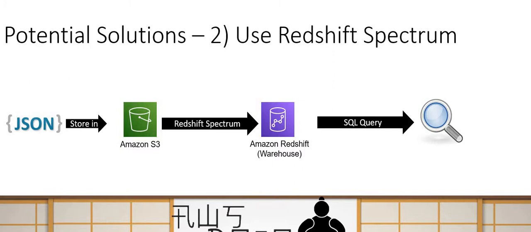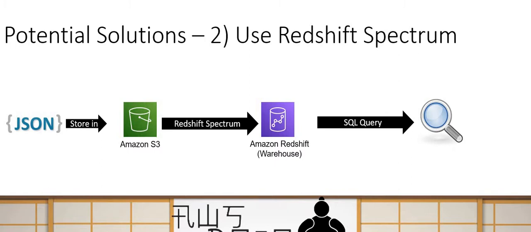But this is actually a very good approach, where you don't need to do any parsing of the data. Your data can be stored in a natural format in an S3 bucket, and then that S3-based data can be configured as an external schema inside Redshift, and then you can make SQL queries to that S3-based JSON data.